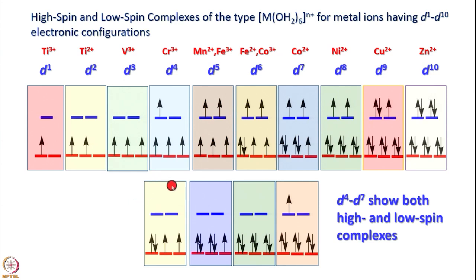And of course only d4, d5, d6, d7 show both high spin and low spin complexes, and the electronic configuration I have given here. This series is for low spin complexes and this series is for high spin complexes.